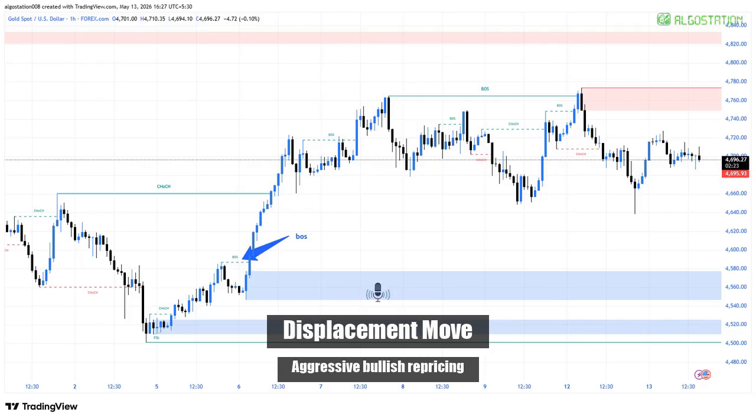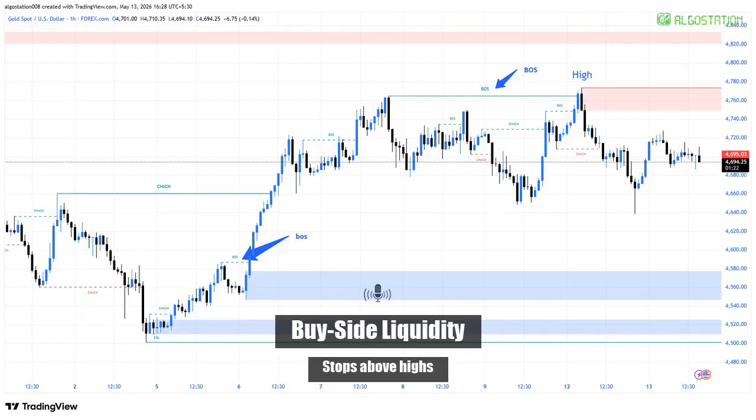This leg is pure displacement. Institutions are repricing gold higher with strong inefficiency and minimal downside acceptance. Now focus here. Price printed fresh highs into the 4,765 region where external liquidity rests above prior highs. This final push higher is important because it often attracts breakout buyers right before distribution begins.